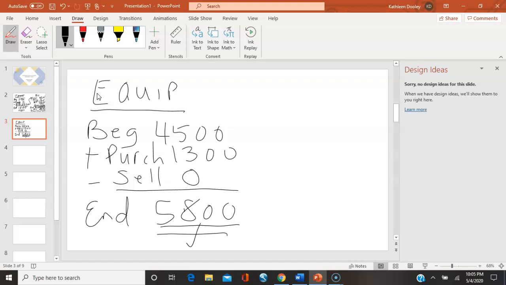And this is what's going to go on my statement of cash flows. I'm going to say purchased equipment, 1,300 in the investing section. Okay. And of course, I can put a check mark next to any 0 stuff so that I won't have to worry about putting that anywhere.